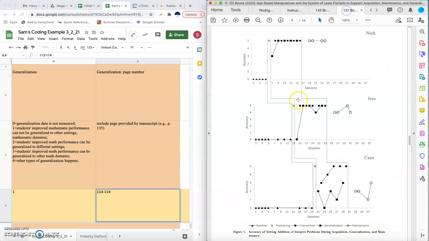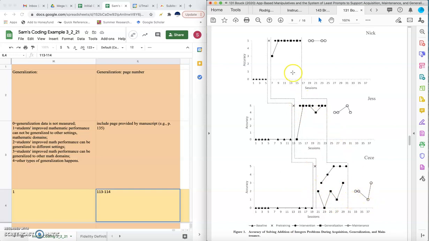And then just real fast for the single case design, you can also do the same thing looking at the generalization, if they include it in the graphs itself. Usually they do. Sometimes generalization will be over here with the maintenance phase, but they usually always label it as generalization. So you can see for these students, once Nick actually receives the intervention, he does as well with the generalization. Jess does as well with the generalization, and then CC does not do as well with the generalization.